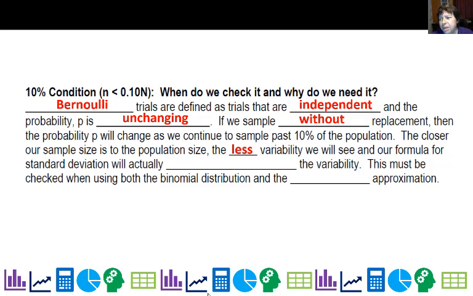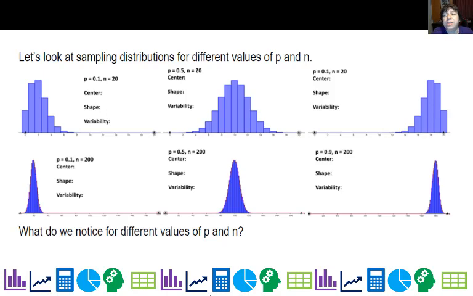All right. So the standard deviation that we get from that formula, square root of n times p times 1 minus p, is actually going to overestimate the variability. So this must be checked when using both the binomial distribution and the normal distribution. So let's look at sampling distributions for different values of p and n.